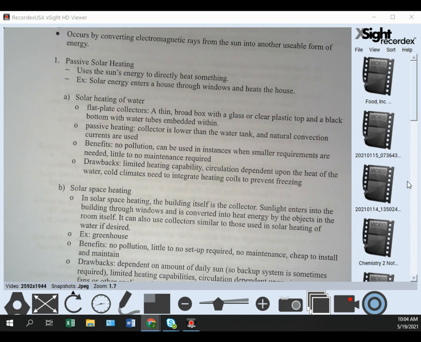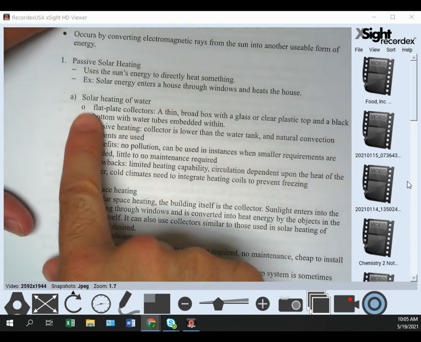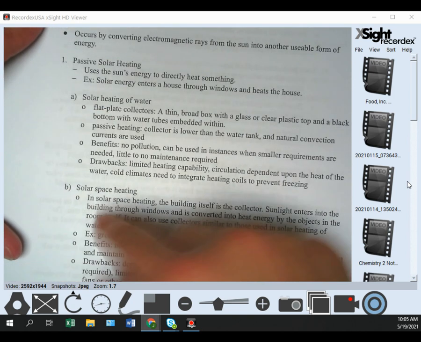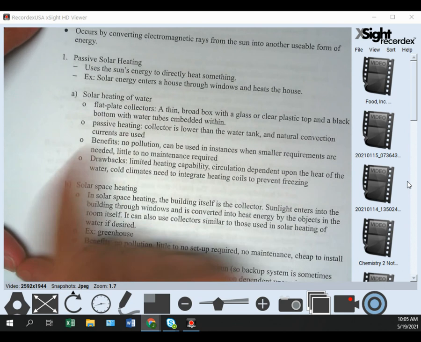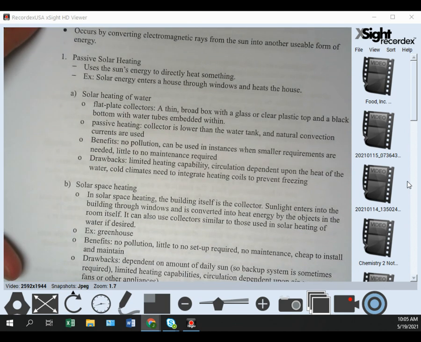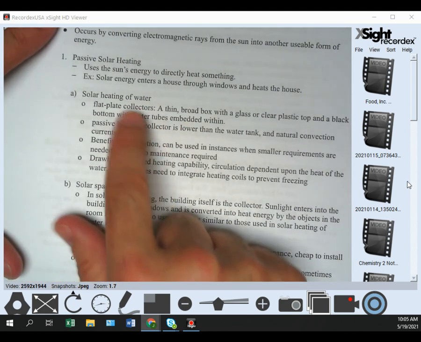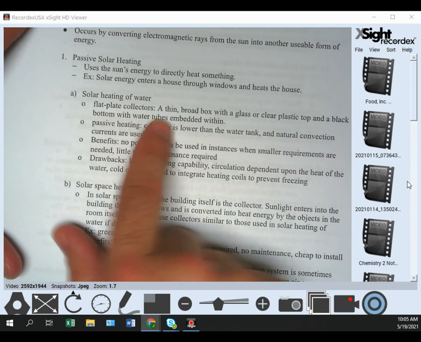So that's kind of a direct use. You're just using the sun's energy to heat something up. When the sun strikes it, it heats it up. Okay. There's a couple of different versions. They've got solar heating of water. There's something called flat plate collectors.